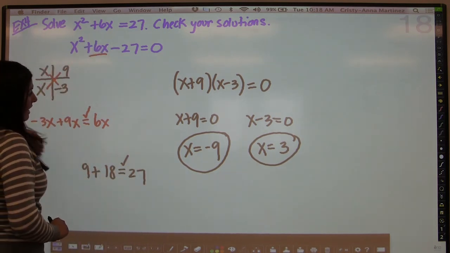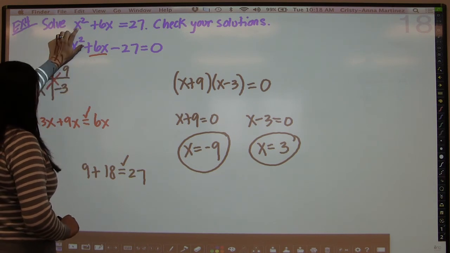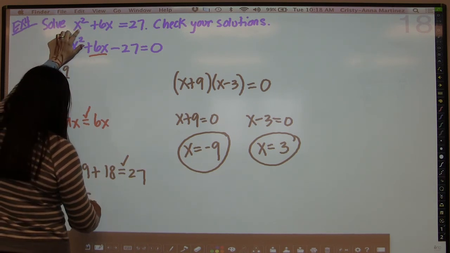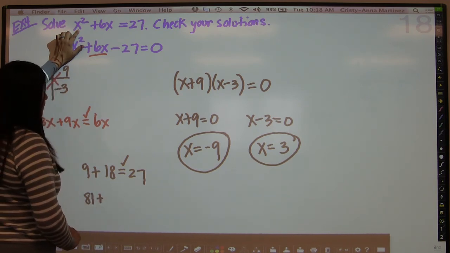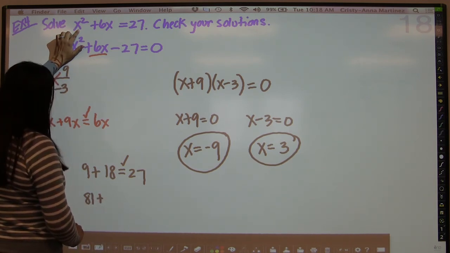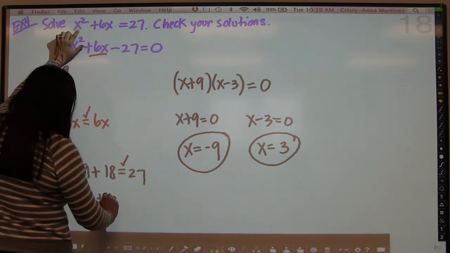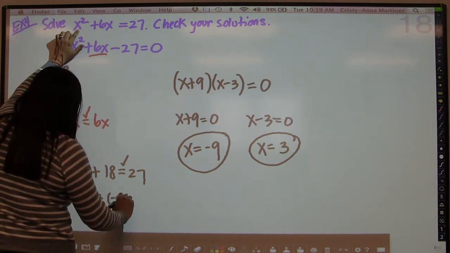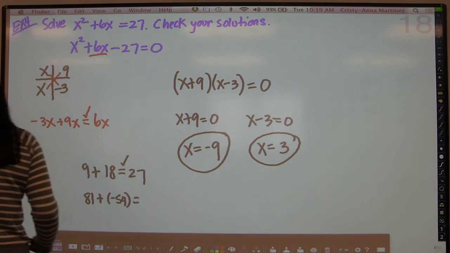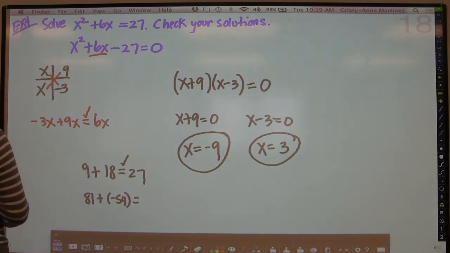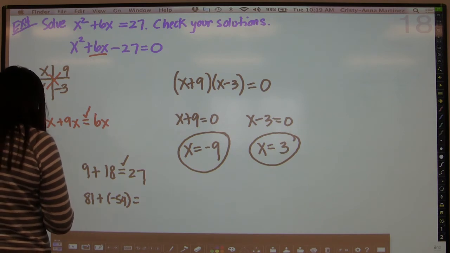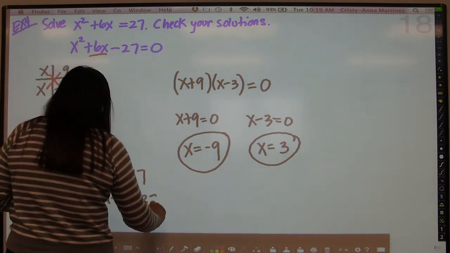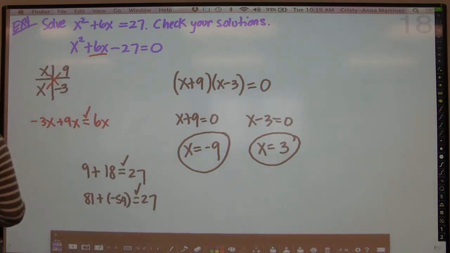Then you can try the negative 9. So negative 9 squared is positive 81, and 6 times negative 9 is going to give you negative 54. And 81 minus 54 is going to give you 27 as well. And so they both work, and so we've checked our solutions.